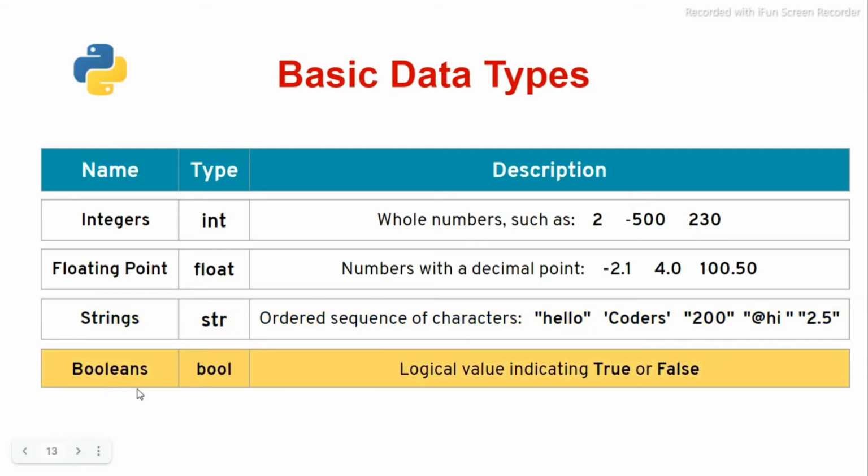Next after this we have booleans, which are just logical values indicating true or false. By logical values I mean just like yes or no we use in English.